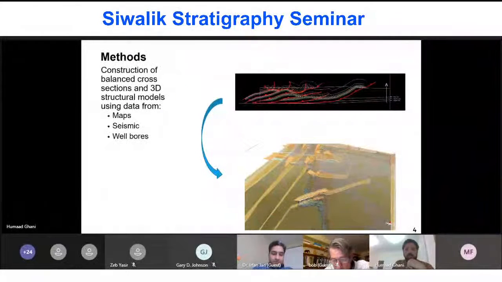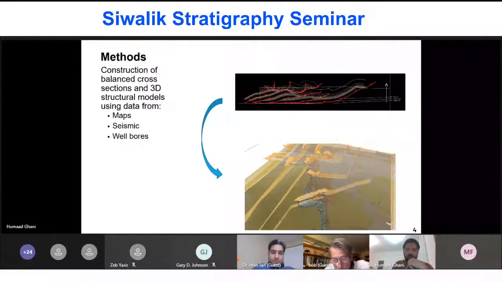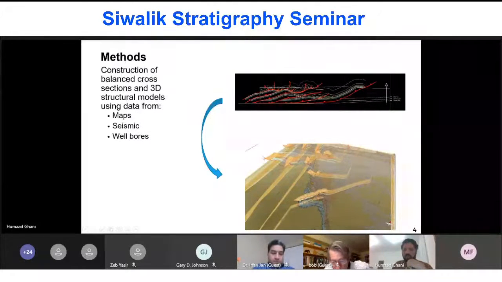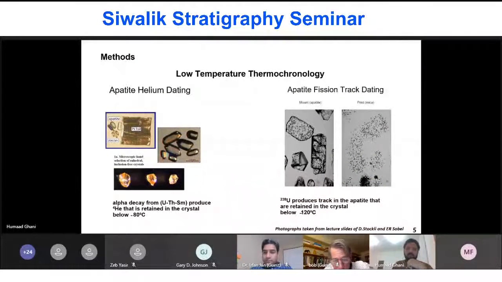So the method I use is balanced cross sections, which I create in MOVE using maps, seismic, and wellbore data. And this is what you people will be familiar with. This is one of the figures from my PhD work where I use this method.